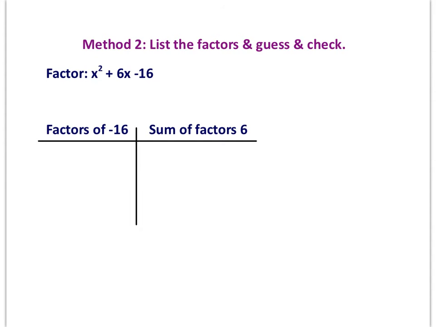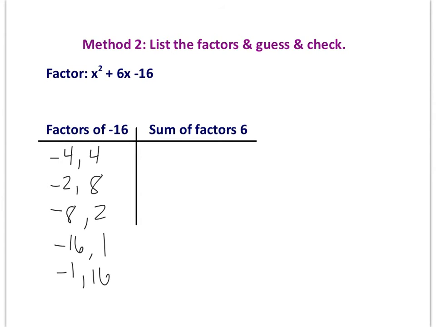So another method, method 2, to factor would just be to list the factors and guess and check. So we want to factor x squared plus 6x minus 16. If setting up that diamond problem didn't necessarily work for you, we can just list the factors and do guess and check. So factors of negative 16, again, that need to be multiplied to be negative 16, are negative 4 and 4, or negative 2 and 8, negative 8 and 2, or negative 16 and 1, or negative 1 and 16.